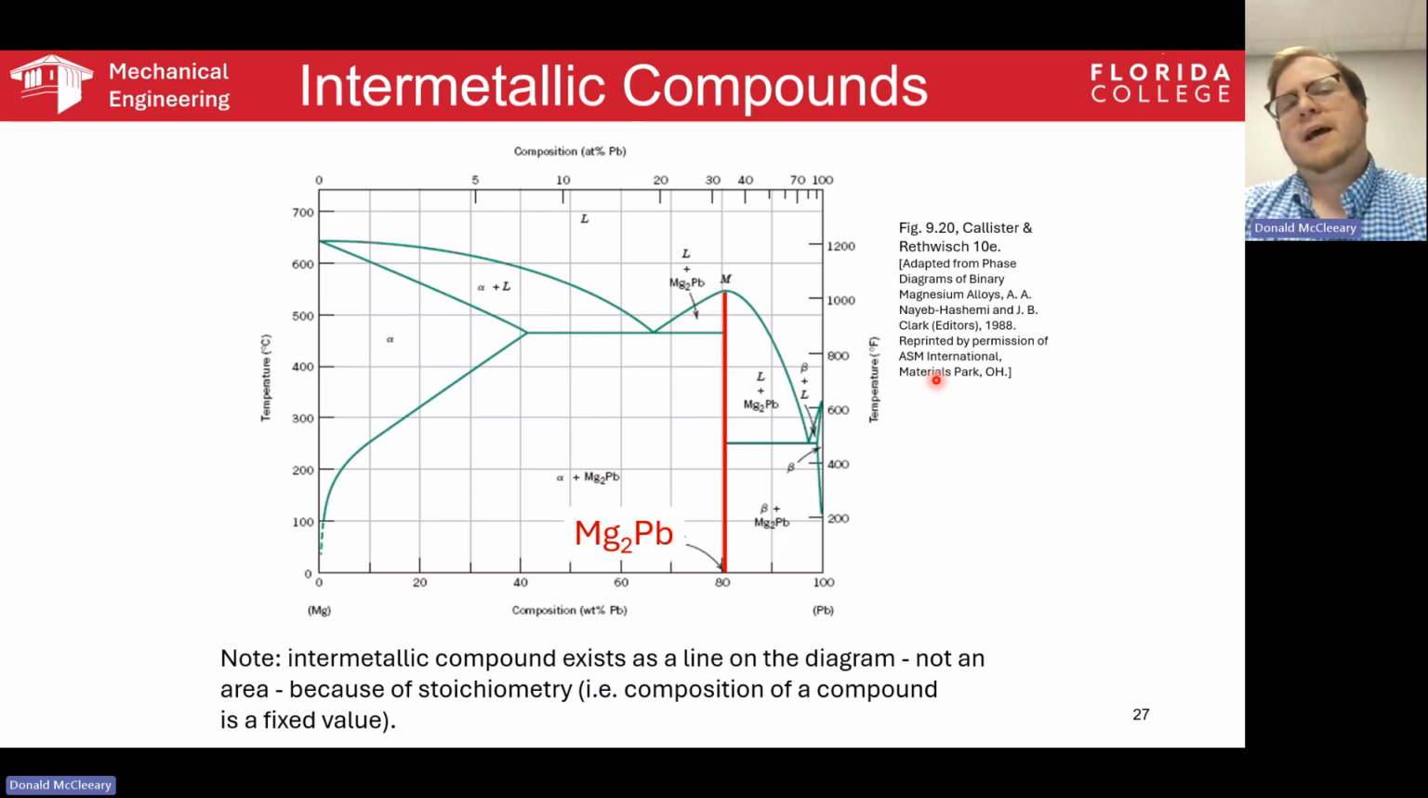Okay, so you can have intermetallic compounds. Intermetallic compounds, it's not really an area because of stoichiometry, which is the composition of a compound. It means that the composition of a compound is at a fixed value. Basically, what they're calling out here is that for magnesium, I don't know how to say the full term, but it's a magnesium lead compound. You can have a straight line which represents a specific type of material.